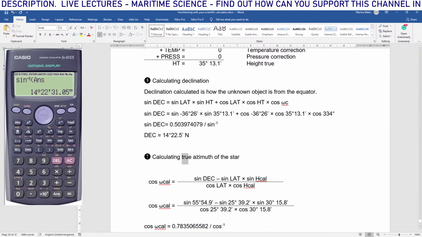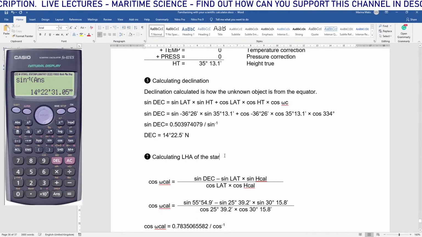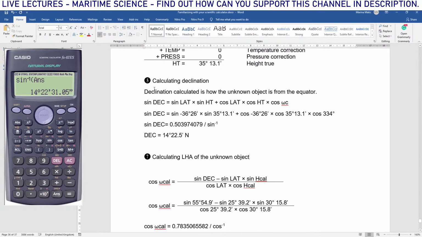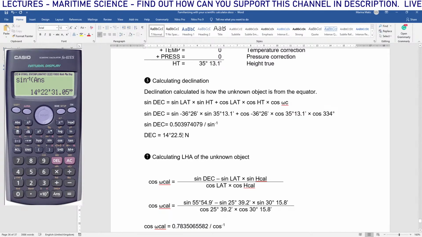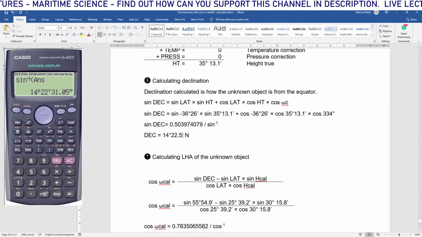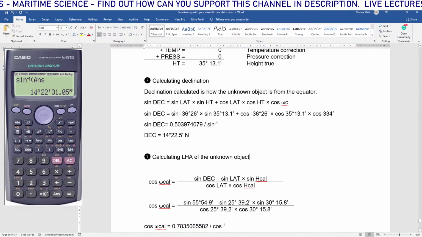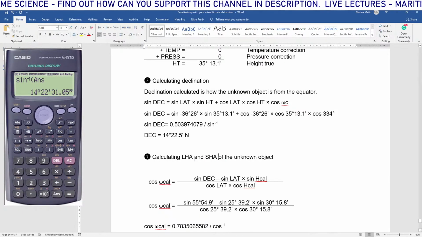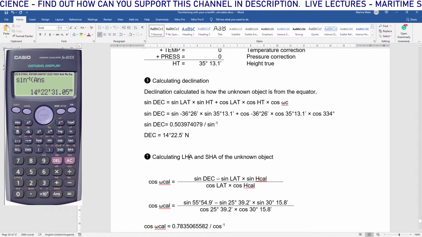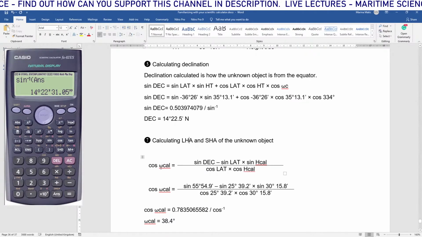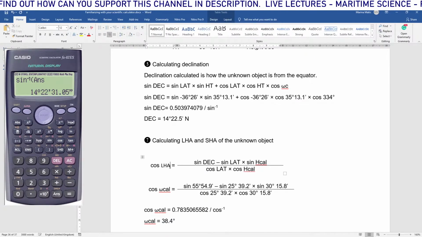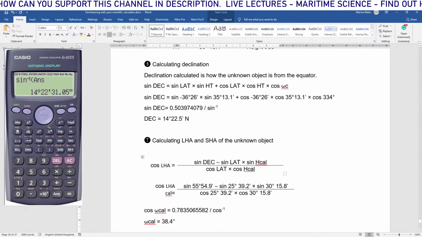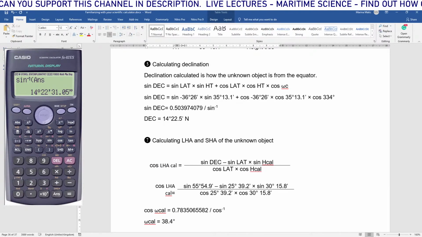Okay, and calculating local hour angle of unknown object. So we have now declination of an unknown object, but we cannot identify an object just by declination. We also need to know how far is an object from Aries, so from spring point. In order to get that value, we need to calculate the local hour angle of the unknown object. So here we have azimuth calculated. So this needs to be replaced. We need to have local hour angle here. And it's going to be calculated. We're not going to get true automatically. It's going to be calculated.